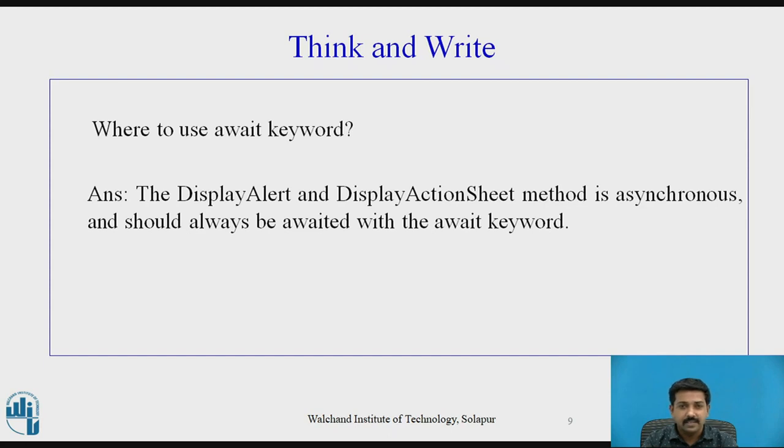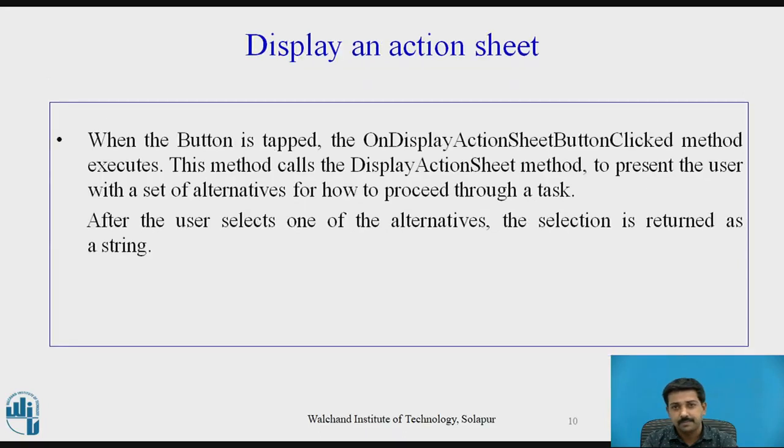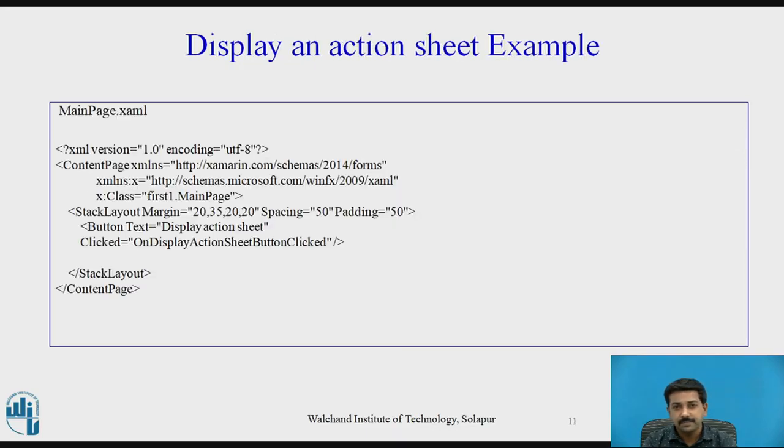In the next slide, we will discuss the use of the DisplayActionSheet method. Display an action sheet: when the button is tapped, the OnDisplayActionSheetButtonClick method executes. This method calls the DisplayActionSheet method to present the user with a set of alternatives for how to proceed through a task. After the user selects one of the alternatives, the selection is written as a string. So this is an example of display an action sheet.